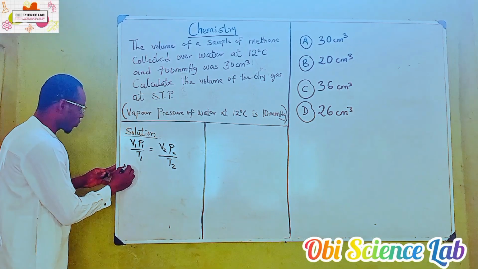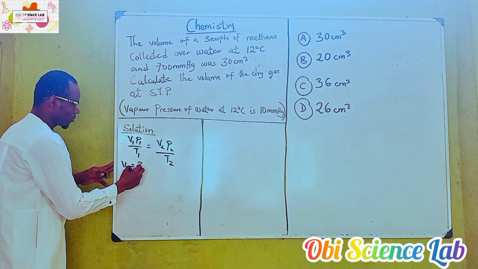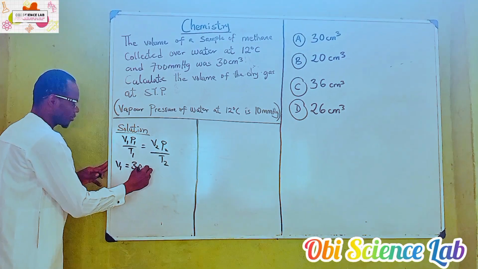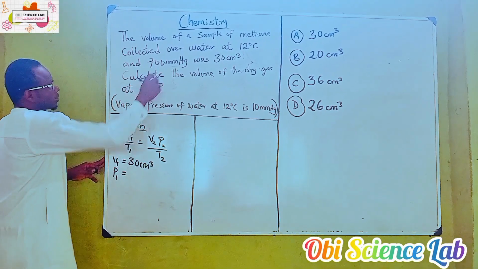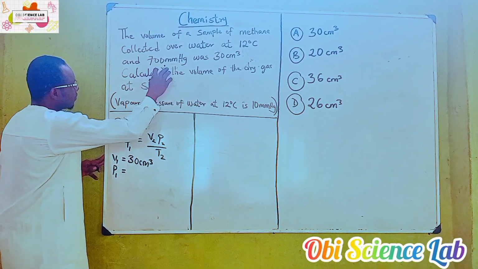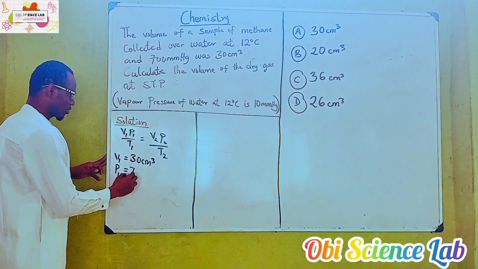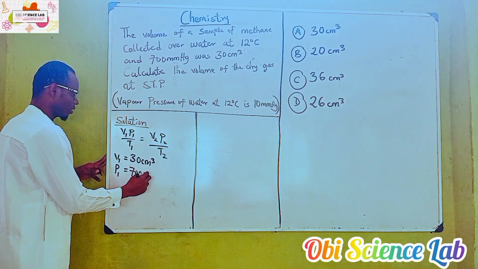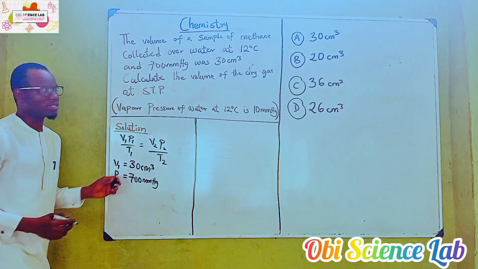The first one is V1. From the question, the V1 is 30 cm3, and the P1 from the question is 700. We have 700 millimeter mercury mentioned. But there's a twist there.